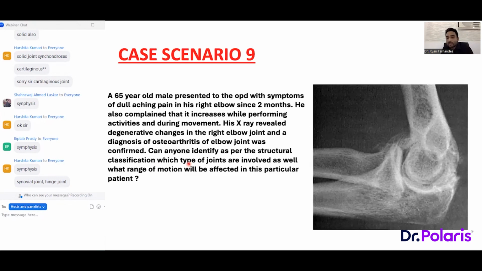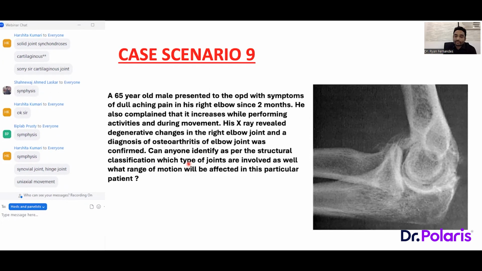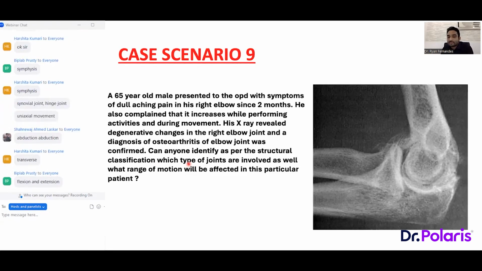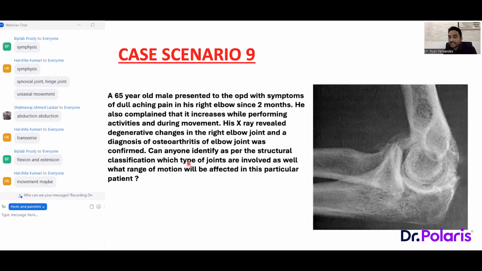What range of movements do you think will be affected? What are the movements that take place in the elbow joint? Uniaxial movement. Yeah, exactly. What movement am I doing now? Abduction, adduction at the elbow joint. Flexion, extension. Yes, Biplav, you're right. Flexion, extension movement is affected. Now that is a structural. We'll come back to functional. What functional classification does this joint belong to?